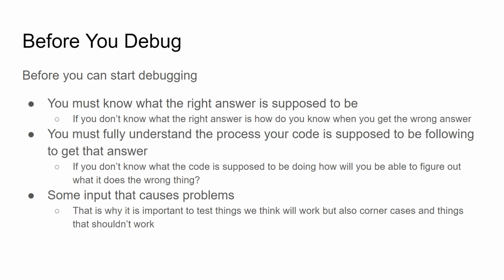The other thing that you have to know is what the process your code is supposed to be following to get the answer that you want, right? You have to know each step along the way what things are supposed to look like. Because if you don't know what these things are supposed to look like, how are you supposed to know when it does the wrong thing, right? So you really have to have a good understanding of what's supposed to happen before you can debug.